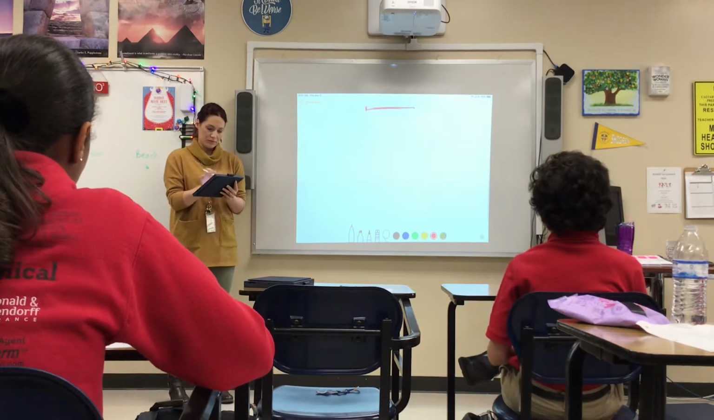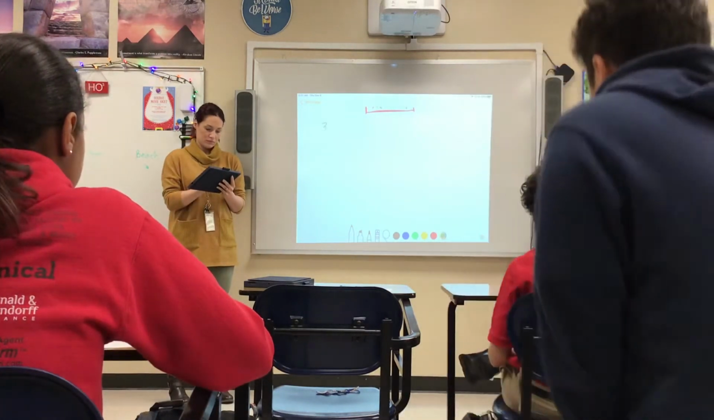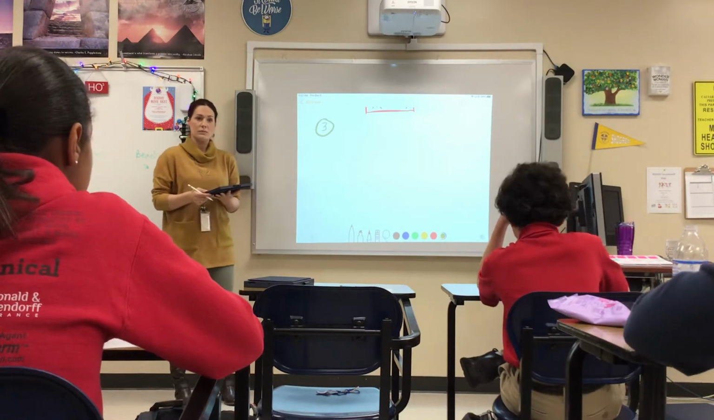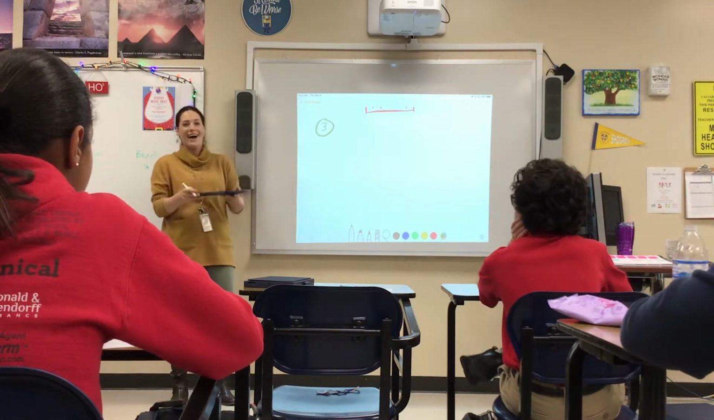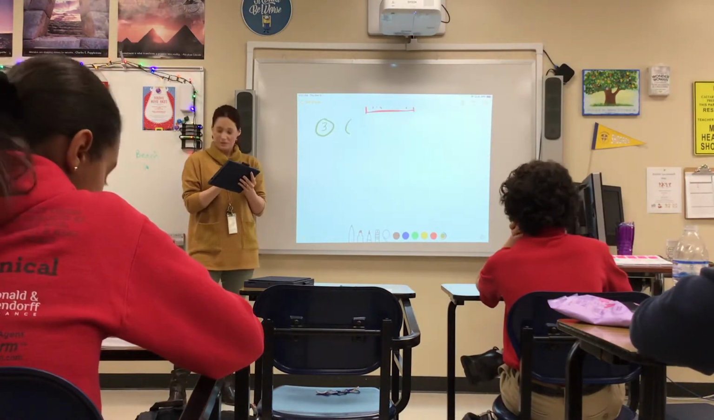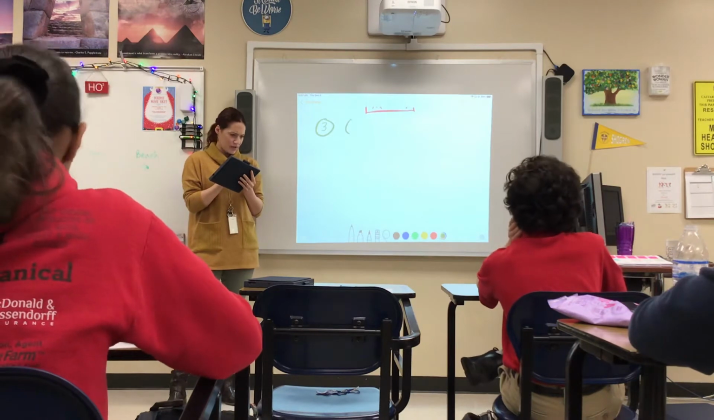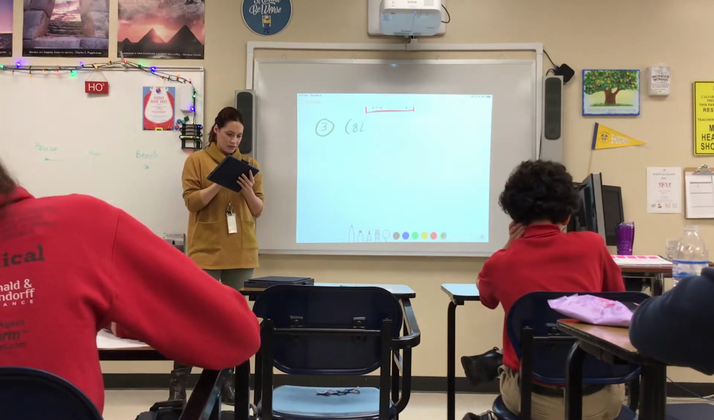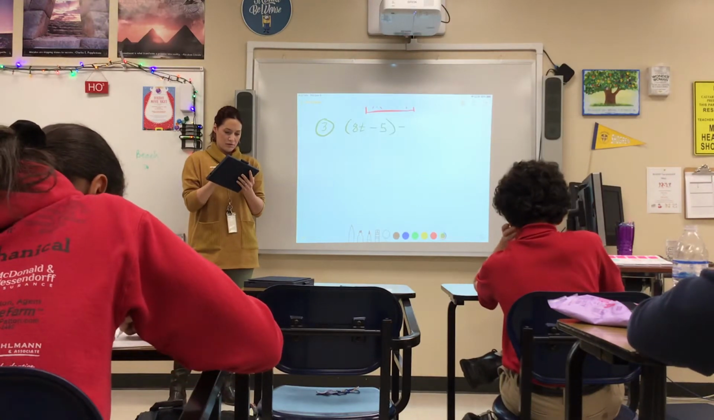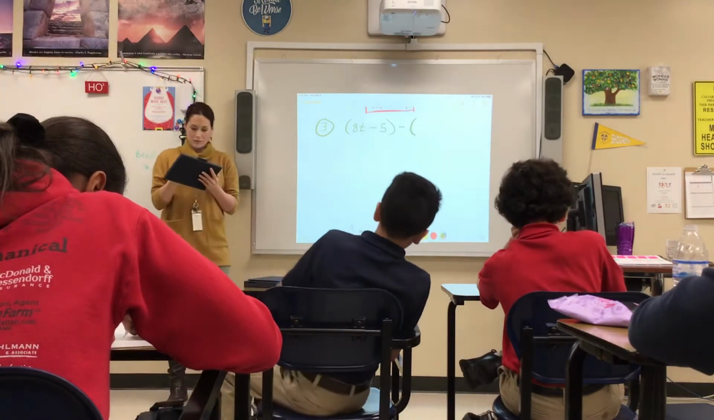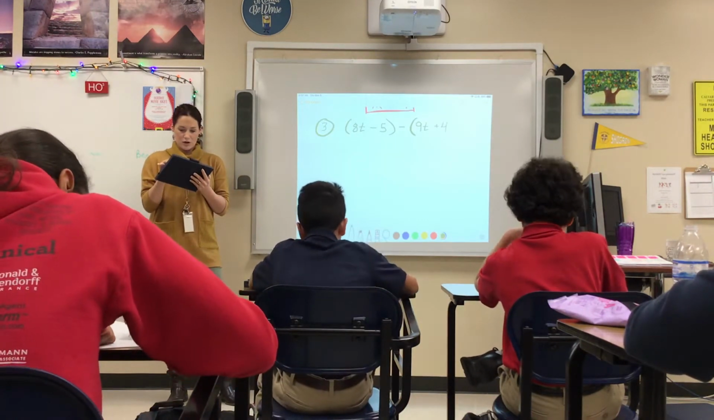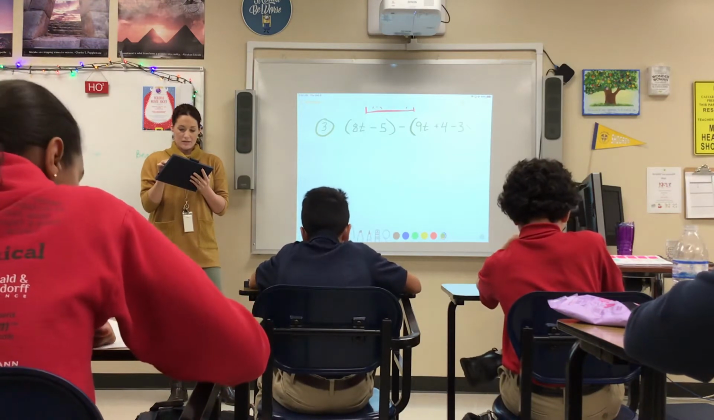Okay, let's do one more. Number 3. Oh, I was waiting for you to write it down, but I have to tell you it, don't I? I will. Let's do 8t minus 5 minus 9t plus 4 minus 3x.